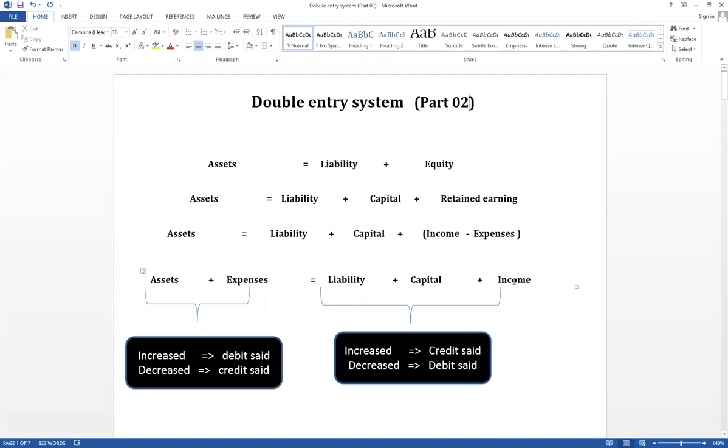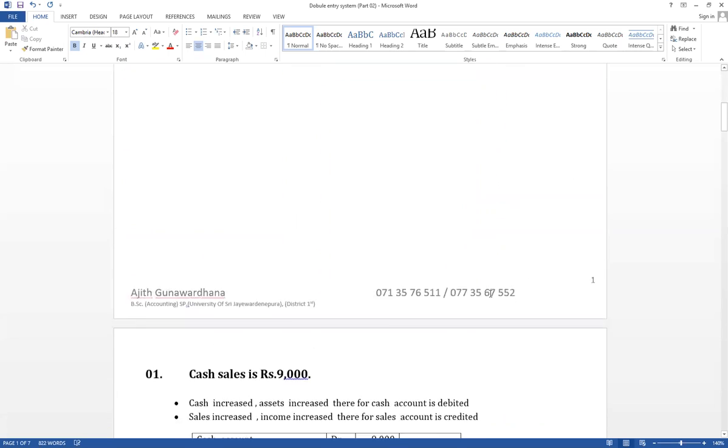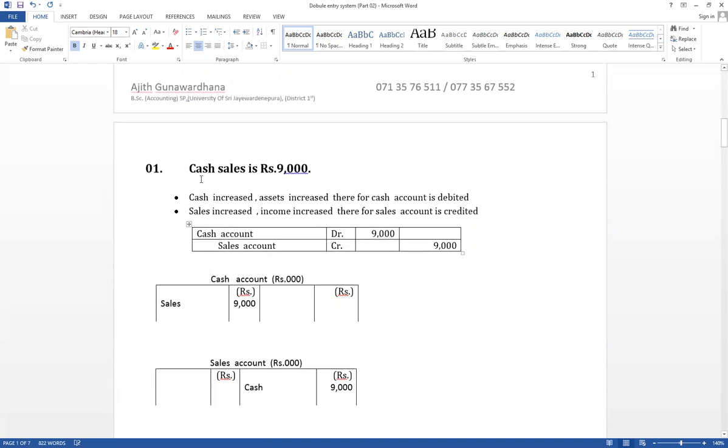And if the effect on liability, capital and income is a decrease as a result of transactional events, it should be recorded on the debit side. This is the thing to keep in mind. This is the theory you have to apply when information is recorded in the ledger using the double entry system. Right now, see example number 1.